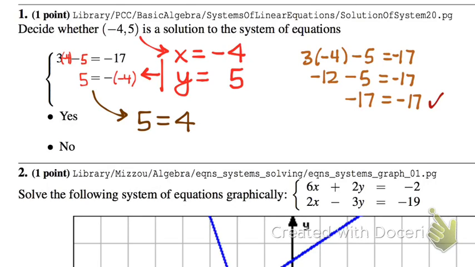Okay, so what do we conclude now? Negative 4, 5 is not a solution. It's not a solution. And it's not a solution because even though it satisfies the first of these two equations, it doesn't satisfy the second of these two equations. Right? And so because it doesn't satisfy the second equation, it doesn't satisfy the system. It's not a solution to the system of equations. It's not enough just to make one of the equations true. That pair would have to make both of the equations true, and in this case it doesn't.